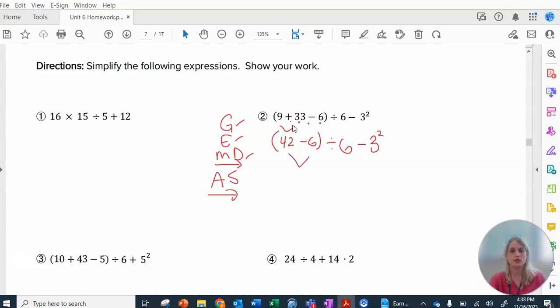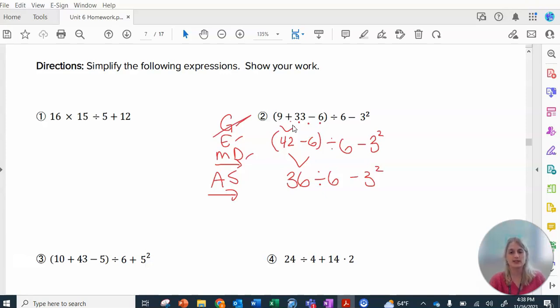So next up is 42 minus 6. Honestly, what I think about is I know that 6 times 7 makes 42, so if I'm taking away one group, that's like 6 times 6, that must be 36. And that's one number now, so I can drop my parentheses. And I'm done with my grouping symbols.